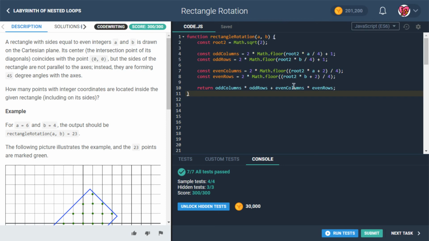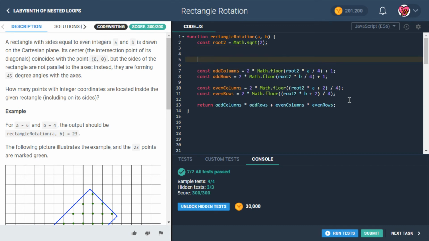So maybe there's some way we could clean this up a little bit. I'm thinking maybe if we get some functions in here, something like a function even dots, something like that, right? With, I guess I'll say D for dimension, dim for dimension. Yeah, okay, something like that.